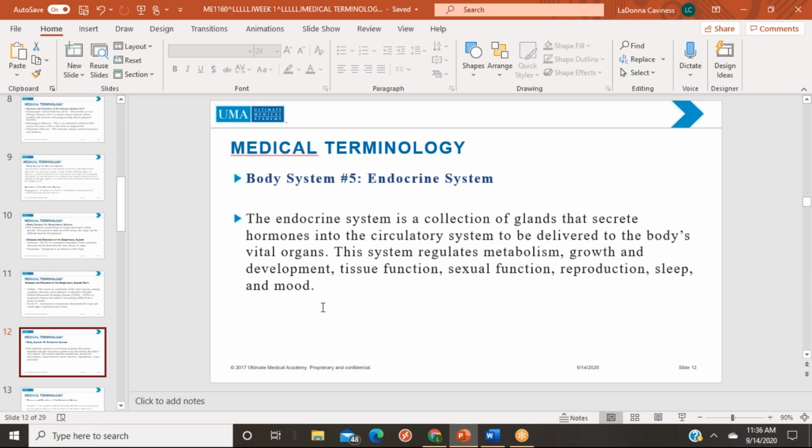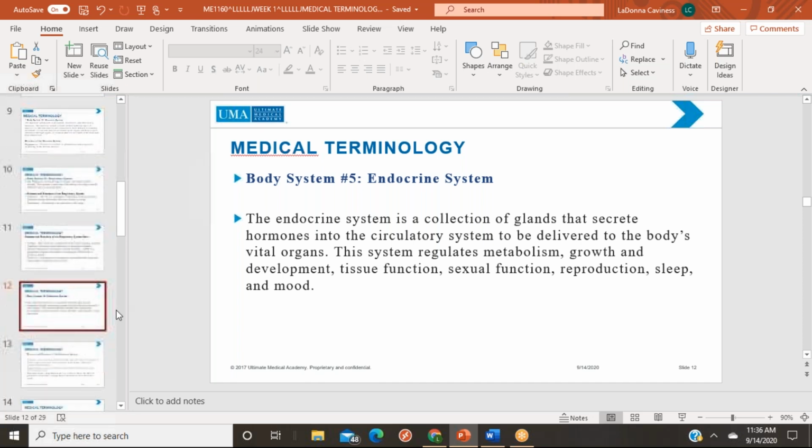Okay, body system number 5, the endocrine system. The endocrine system is a collection of glands that secrete hormones into the circulatory system to be delivered to the body's vital organs. This system regulates metabolism, growth, development, tissue function, sexual function, reproduction, sleep, and mood.